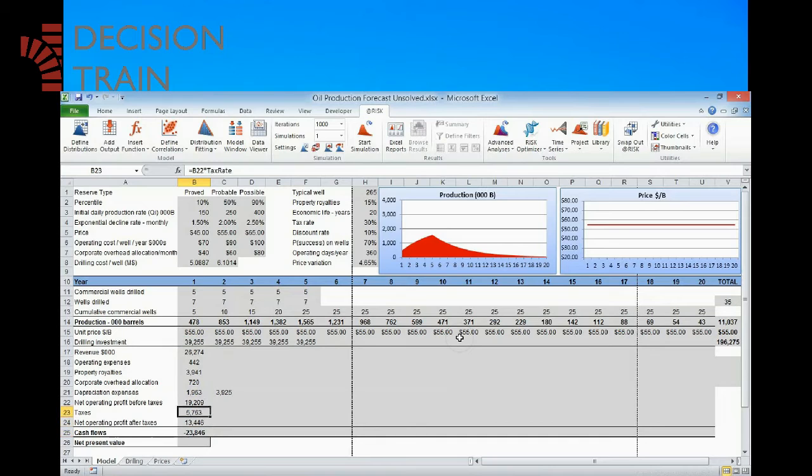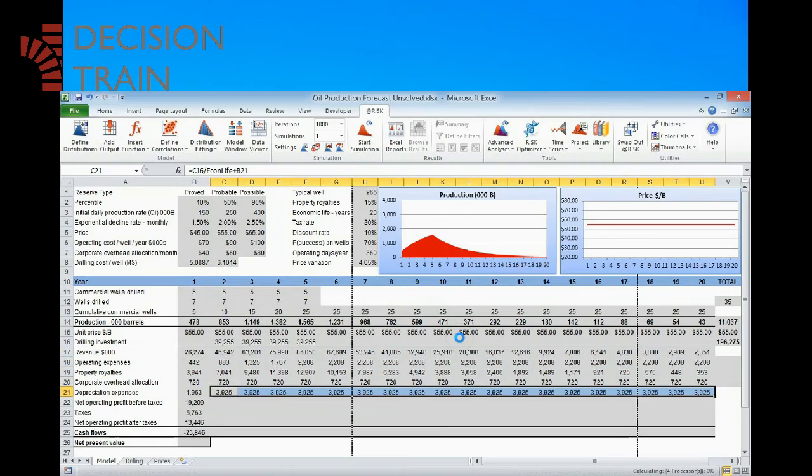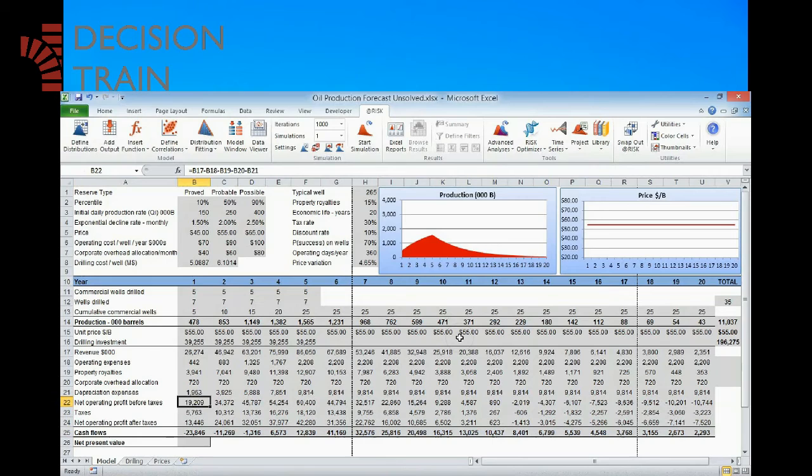75. Select range B17:B20. Copy and paste it for the remaining years for range B17:U20. 76. Select cell C21. Copy and paste it for the remaining years for range C21:U21. 77. Select range B22:B25. Copy and paste it for the remaining years for range B22:U25. This completes the cash flow estimates for the 20-year period of the investment.